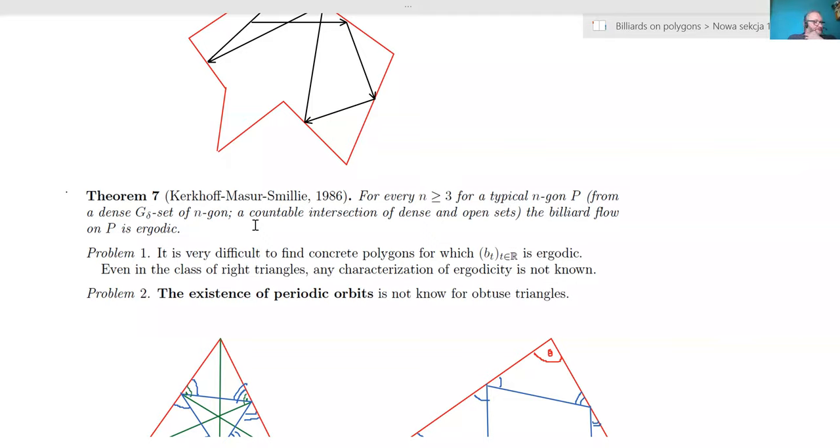Okay, this is a very nice theorem, but nevertheless, it is not effective, and it is very difficult to point to concrete examples of ergodic polygons. Even in the class of right triangles, there is no characterization of triangles which are ergodic. In fact, this is not the only open problem in billiards on polygons. There are a lot of open problems that seem to be easy, but are not. For example, the existence of periodic billiard orbits in polygons is still open, even for triangles. There is no answer in the general case.